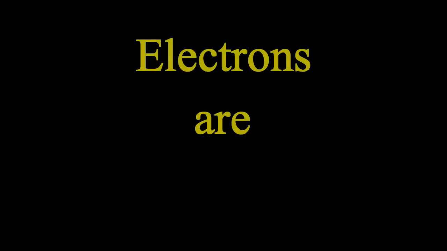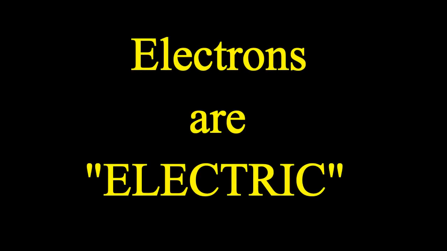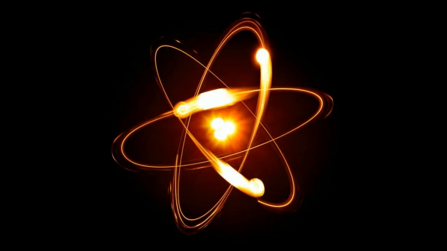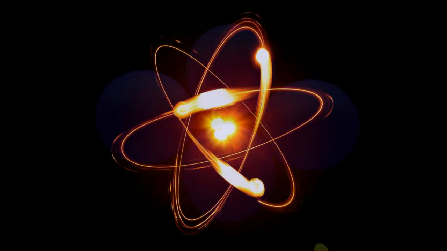Electrons are electric. That's why they're called electrons. What we've been taught is they orbit the atom with lots of space between, kind of like what this little animation here is going to show.